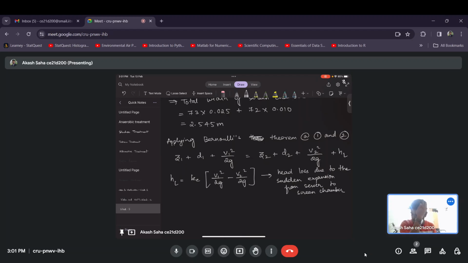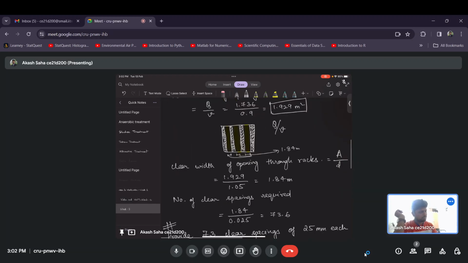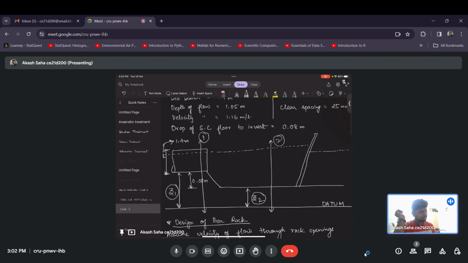So this is not the head loss through the screens, this is from the sewer to the screen chamber. Now we will be taking the floor level as datum. Once we take the floor level as datum, my Z2 value will become 0. So my Z1 value is 0.08, that is my invert level, plus D1, which is the depth of flow.